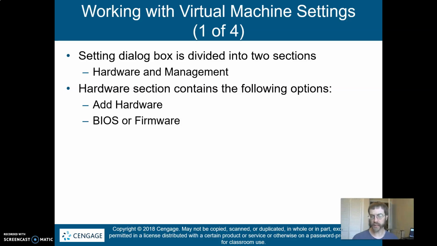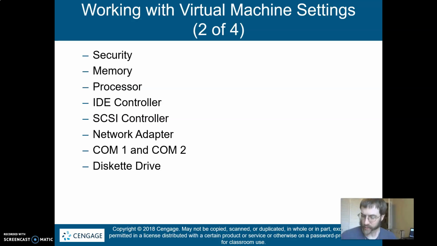The settings dialog box has two sections in it, your hardware section and your management section. Your hardware section will allow you to manage things like adding hardware, your BIOS and your firmware, security, which is to say whether or not Windows boots securely or not, memory settings, processor, as in how much memory, how many processors, whether there's an IDE controller, whether there's a SCSI controller, network adapters, serial ports, disk drives, etc.